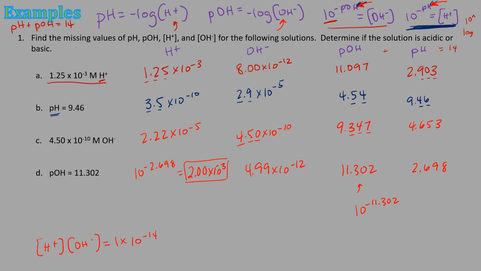And so what it asked us to do was calculate these values and determine if the solution is acidic or basic. So I'm just going to look at the pHs. If it's below 7, it's acidic, and if it's above 7, then it's basic. So looking at these, this is below 7, so this is acidic solution, and then above 7, so it's basic. Again, this is below 7, so it's acidic, and then below, so it's acidic. So 3 acidic solutions and then 1 basic solution.